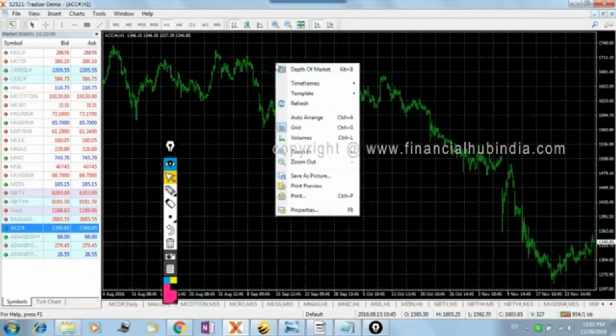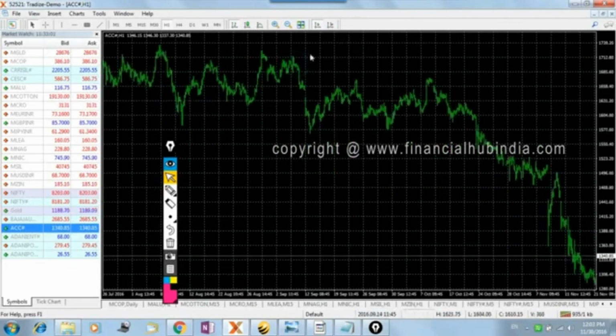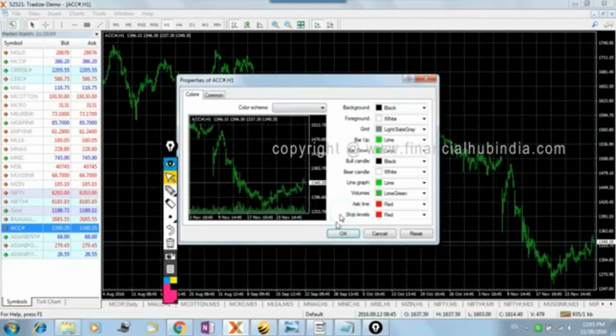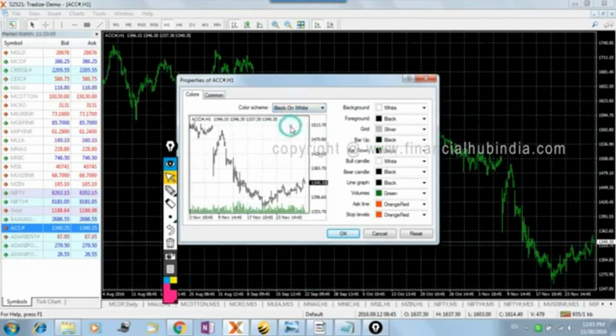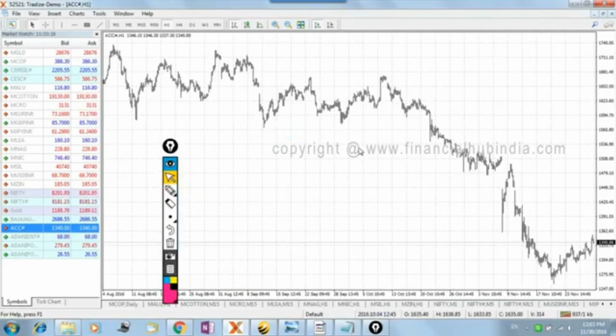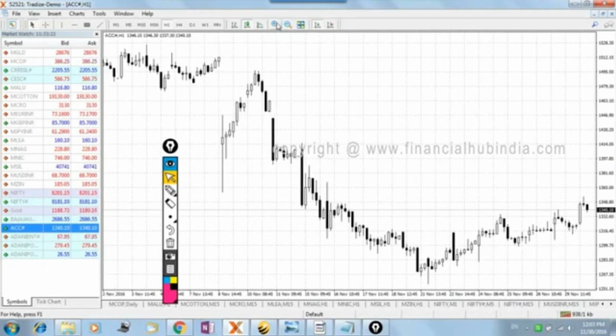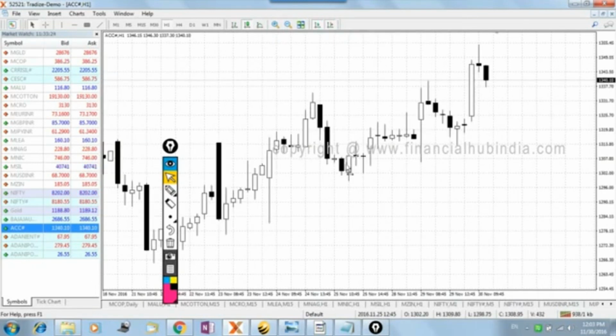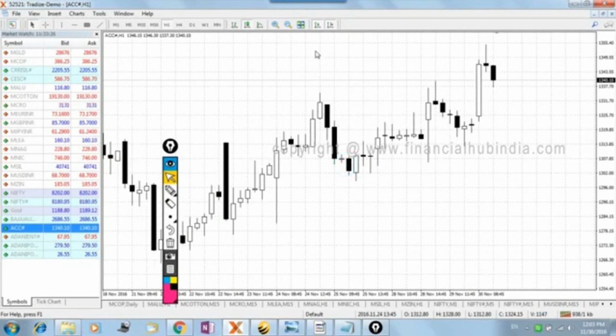How to set it up for the first time? Do a right click, go to color scheme, and choose black on white. At least make it neat and clean for the first time. Then click candlestick chart, zoom it, and come to the real market here. Now I'll tell you my settings. If you like it, you can keep it, otherwise you can do it as per your choice.